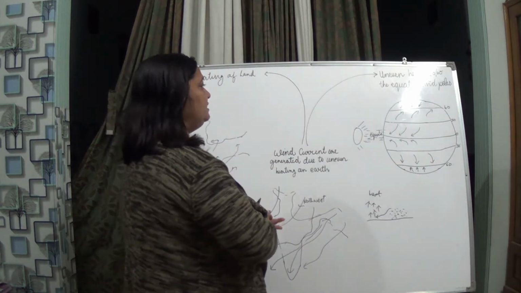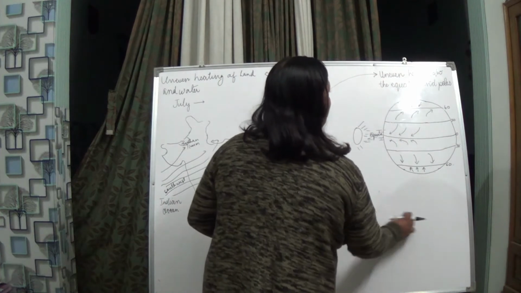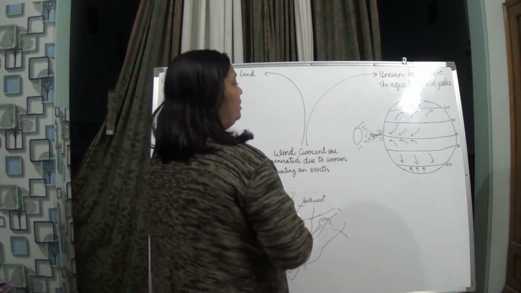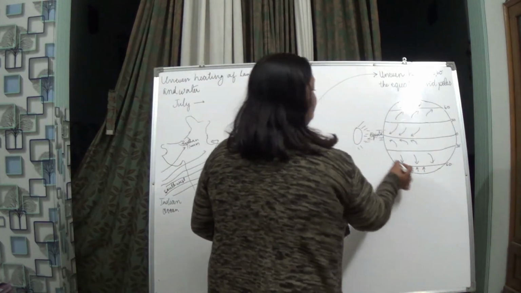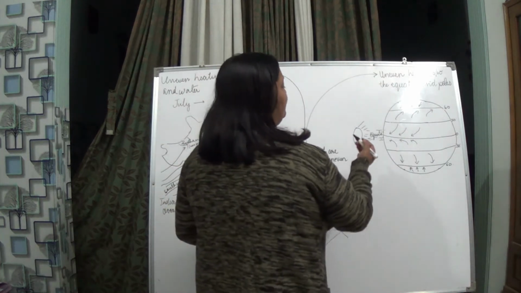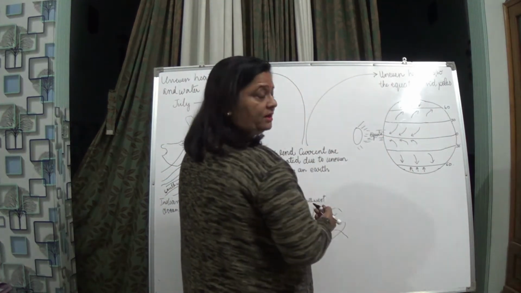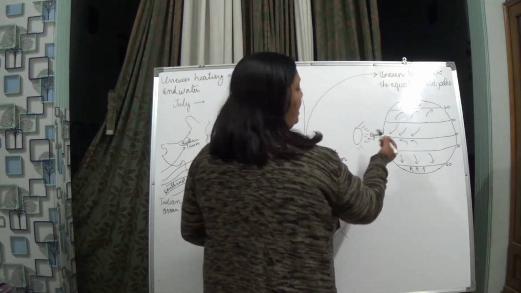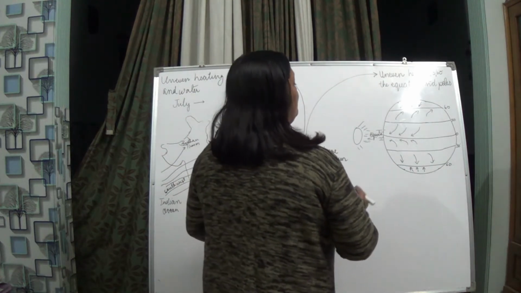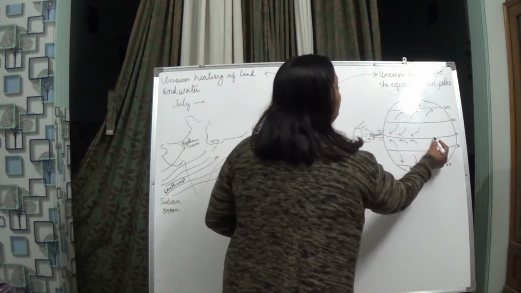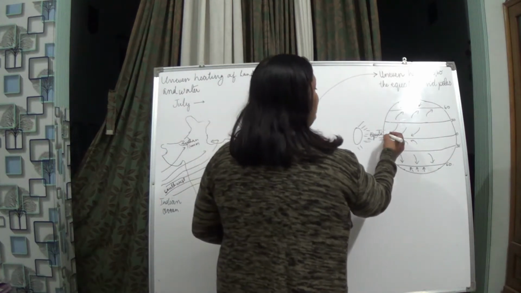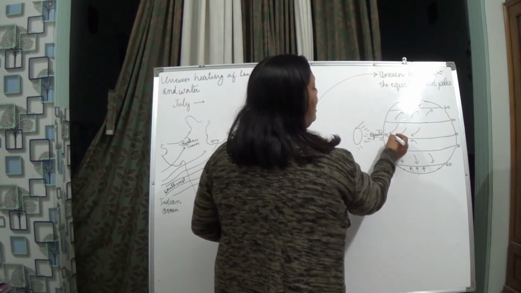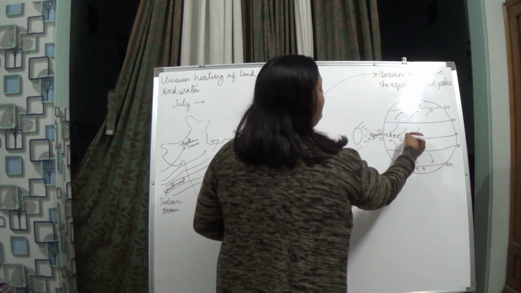Now let us see the uneven heating between the equator and the poles. The whole sphere has been made representing the whole world, and here the equator is at 0 degree, isn't it? We all know the direct sun rays come here at the equator. So when they come, they heat up this area, and naturally the air present over here will move up, isn't it?